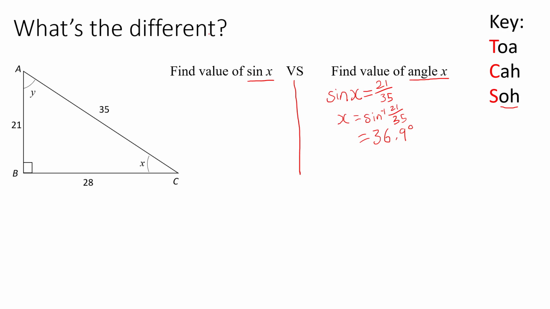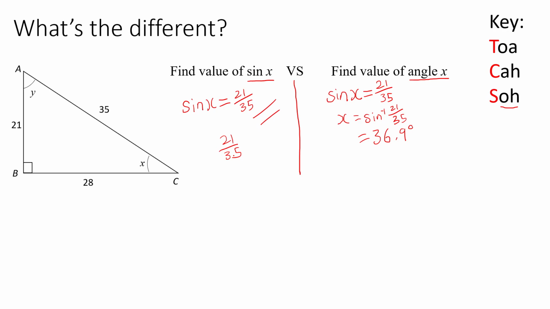Then if the question asks us to find the value of sine x, what will be our answer? Your answer is kind of here. If the question asks us to find the value of sine x, all we have to do is to write sine x. And because it's sine, we follow opposite over hypotenuse, which is equal to 21 over 35. And this will be your answer. And if you are thinking, just like that? Then I will tell you, yeah, just like that.